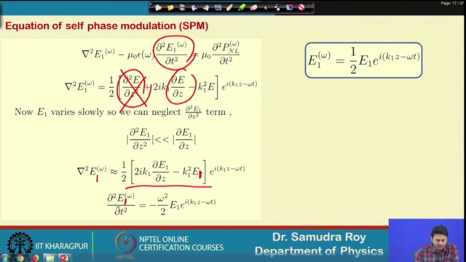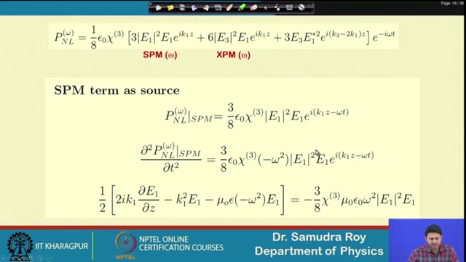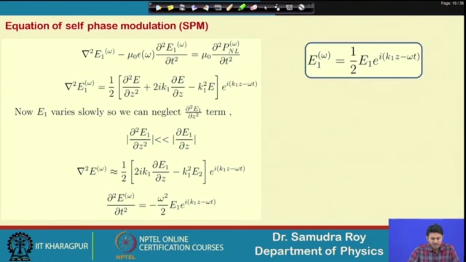Anyway, if I do this derivative with respect to t, then we will have a minus omega square term outside, and the rest of the term will be simply E1 e to the power i k1z minus omega t. We can evaluate this quite easily because we have been doing that for the last few classes. But the interesting thing is the source term. This is the source term.